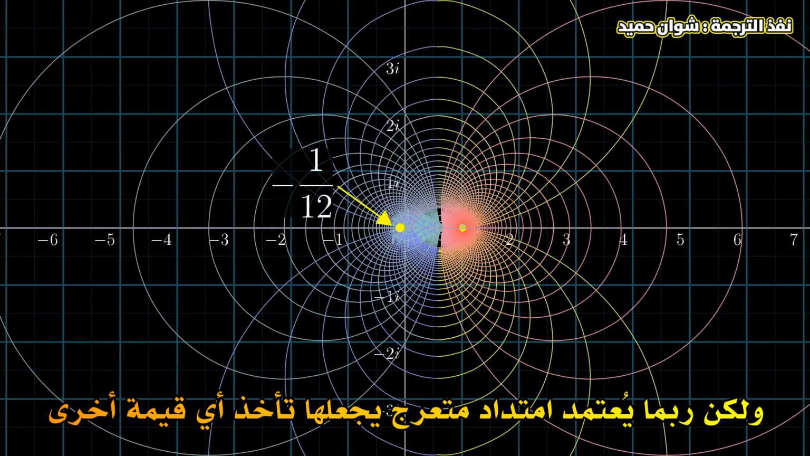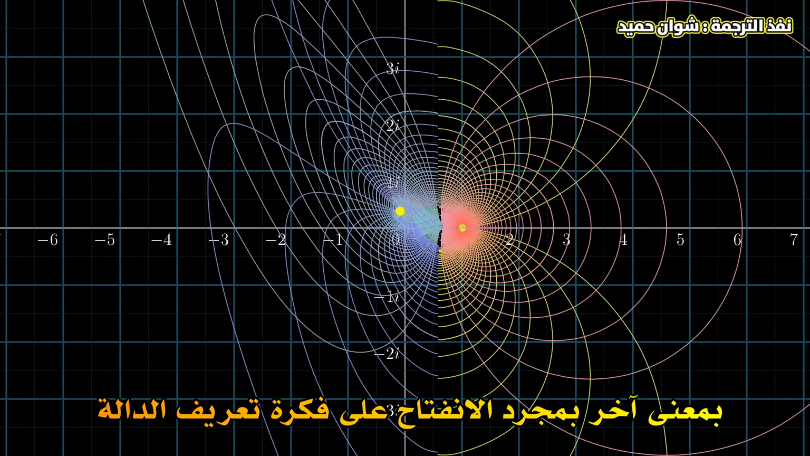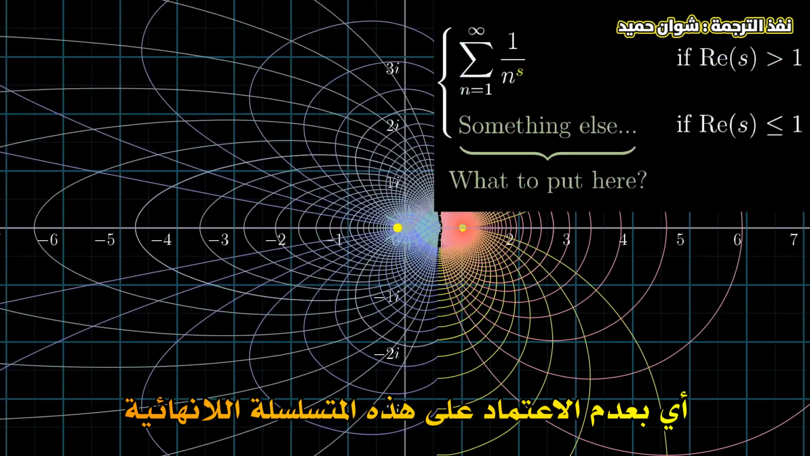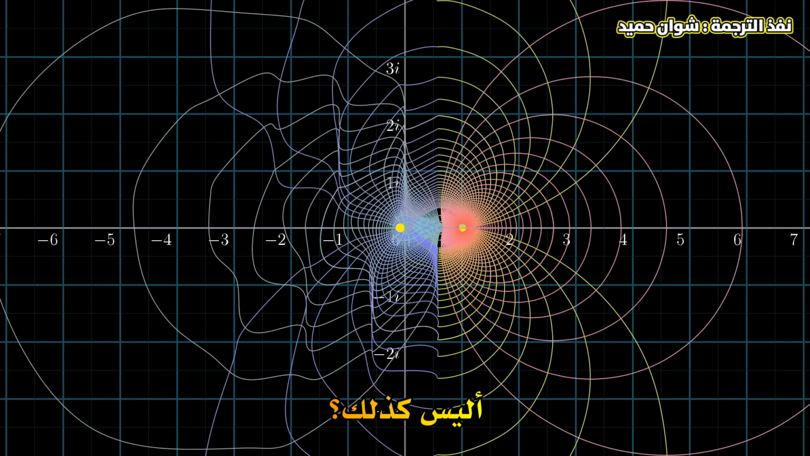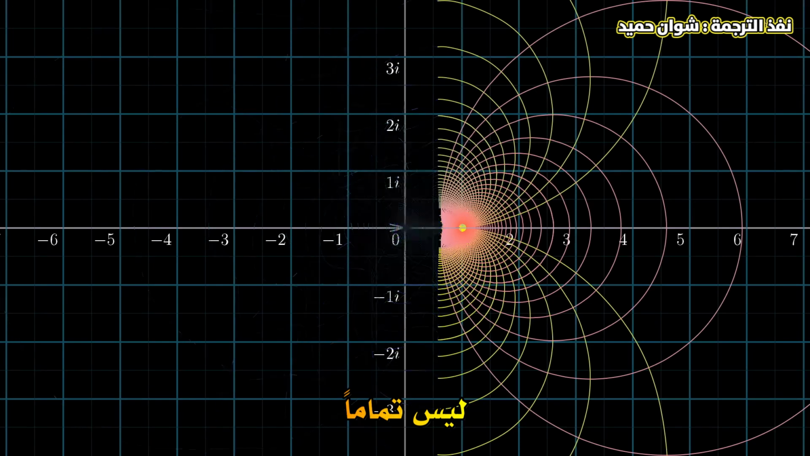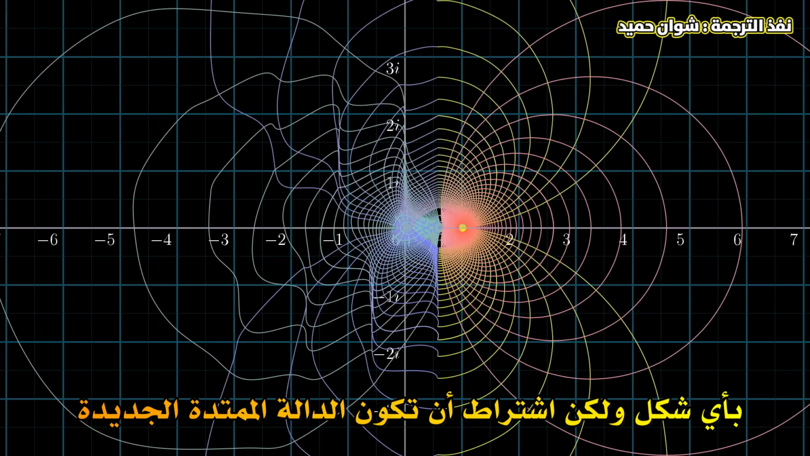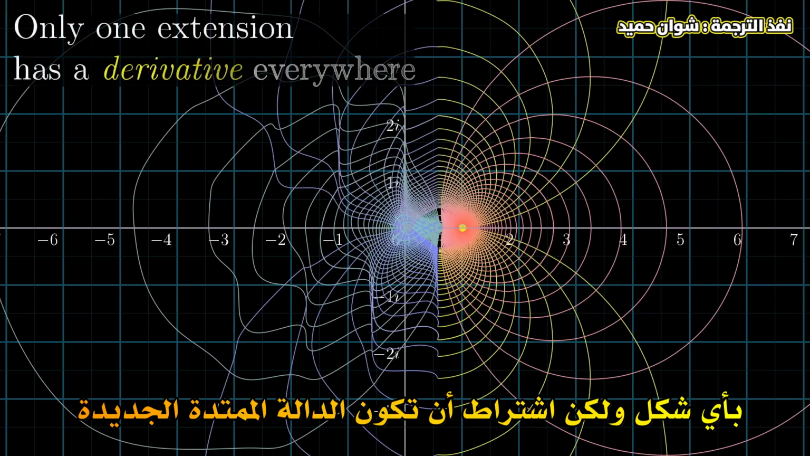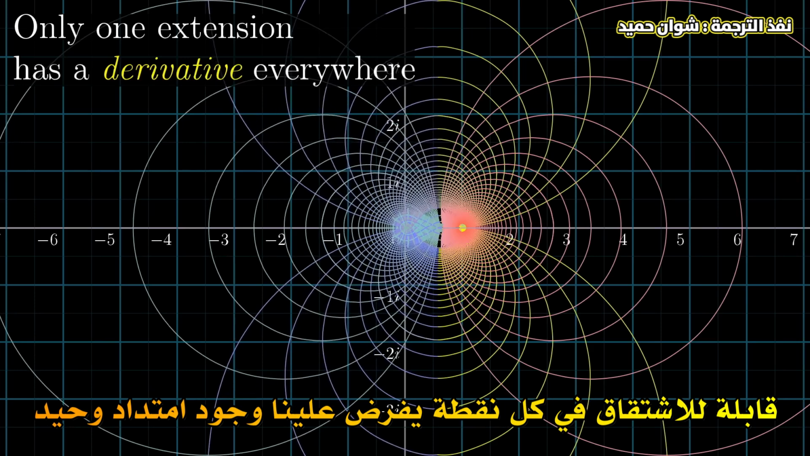But maybe you squiggle on some extension that makes it land on any other value. I mean, as soon as you open yourself up to the idea of defining the function differently for values outside that domain of convergence, that is, not based on this infinite sum, the world is your oyster, and you can have any number of extensions, right? Well, not exactly. I mean, yes, you can give any child a marker and have them extend these lines any which way, but if you add on the restriction that this new extended function has to have a derivative everywhere, it locks us into one and only one possible extension.